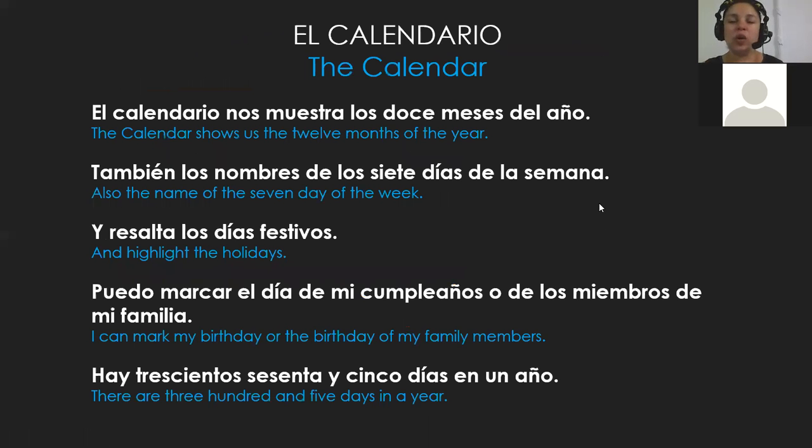When there's a long word in Spanish and you don't know how to pronounce that word, you can go syllable by syllable and it will be easier for you. And you can also use clapping the hand. El, ca, len, da, di, o. El calendario.